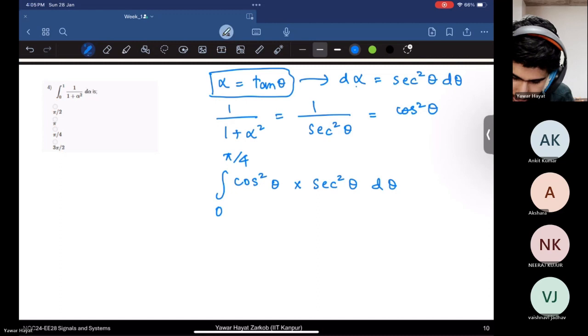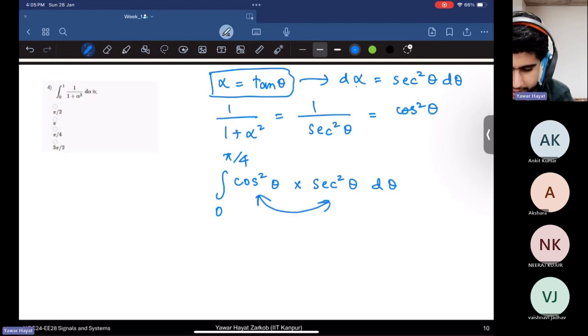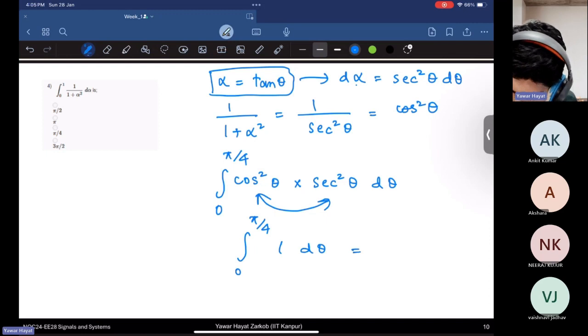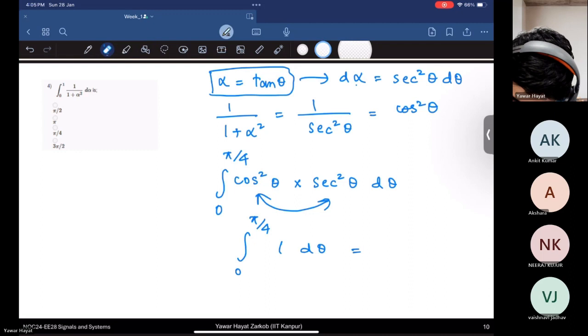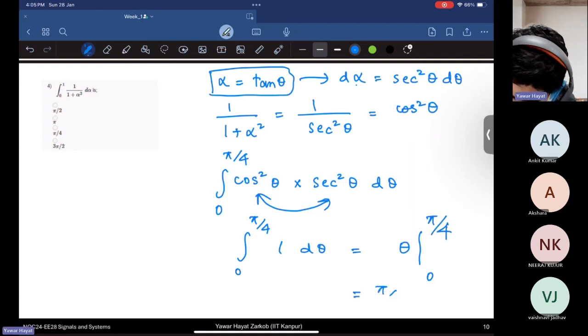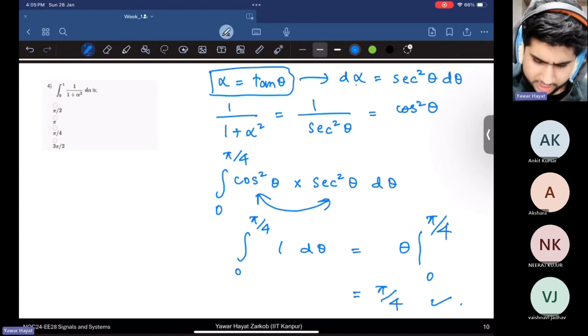But cos square theta and sec square theta are reciprocal of each other, right? Their product is 1. Do you agree? Cos square theta times sec square theta is 1. So, 0 to pi by 4, 1 d theta. That is nothing but theta with limits 0 to pi by 4, and that is pi by 4, right? Both of these approaches are fine.